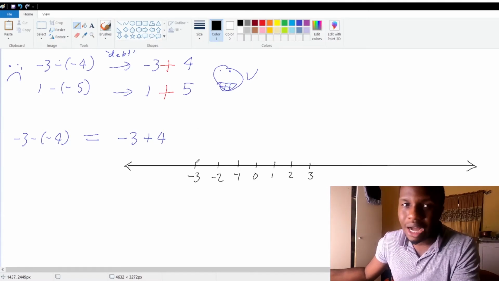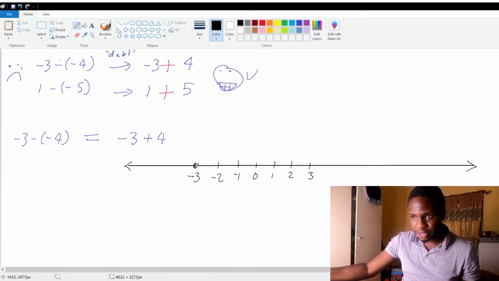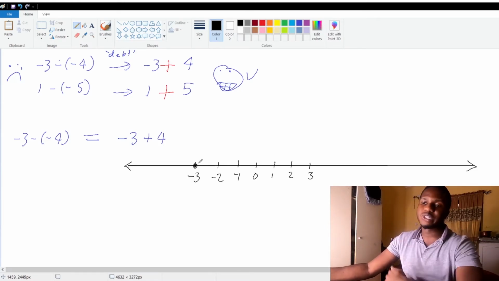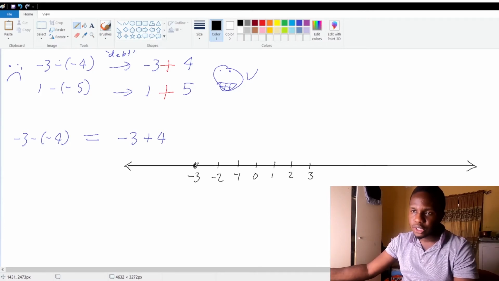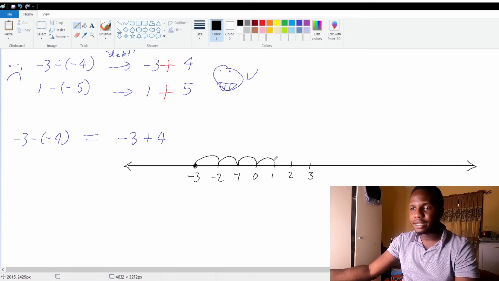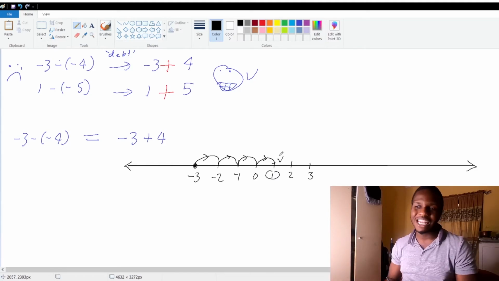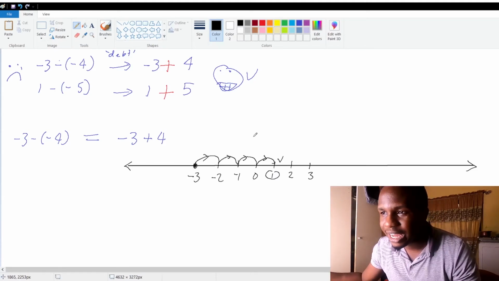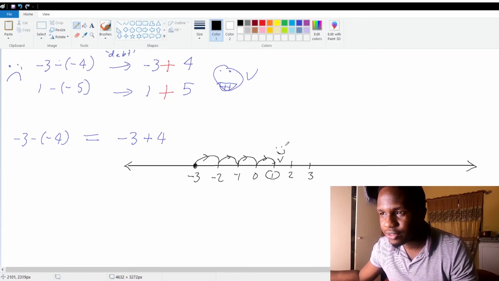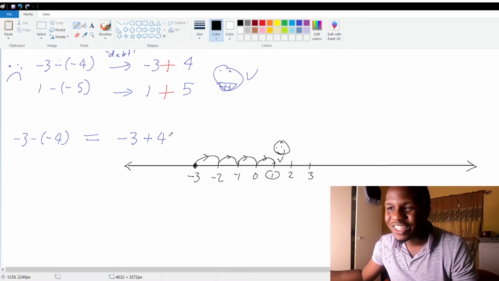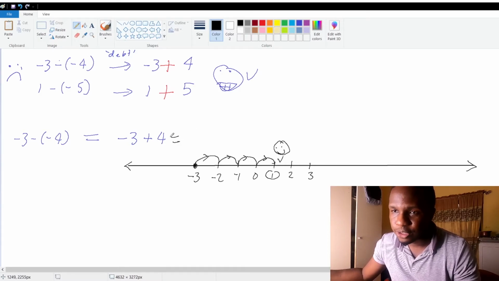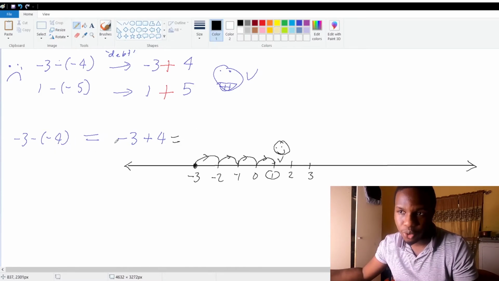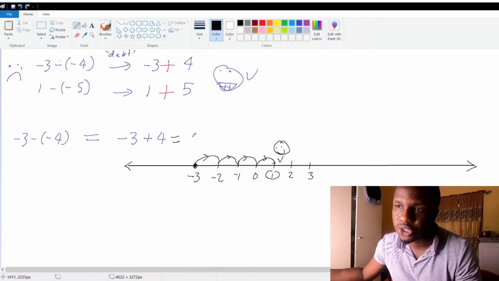So what do I do? I start from -3 and I go which way? I go 4 steps to the right. So that will be 1, 2, 3, and 4. So I'm going 4 steps to the right. Where do I land? I land at 1. So it means that, don't forget the smiley face, -3 plus 4, or -3 minus -4, is the same thing as -3 plus 4, which is 1.